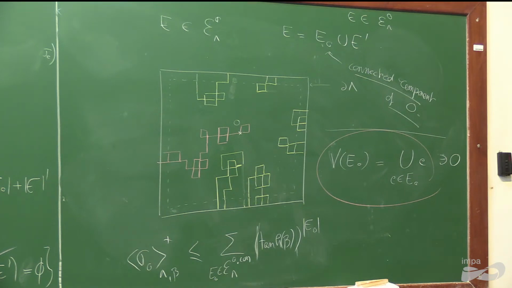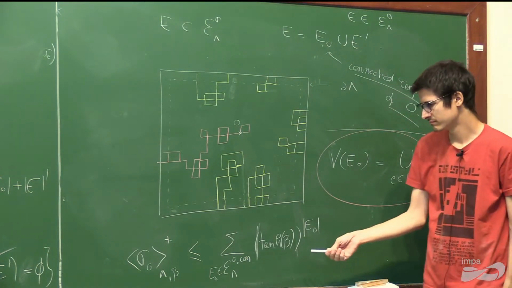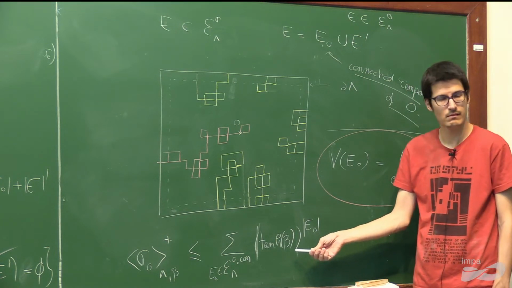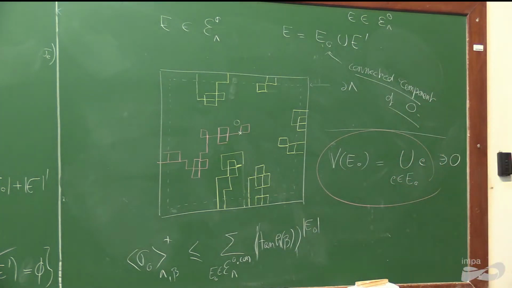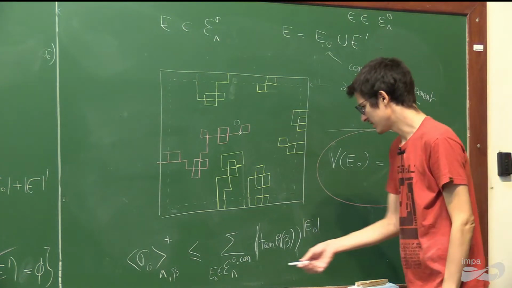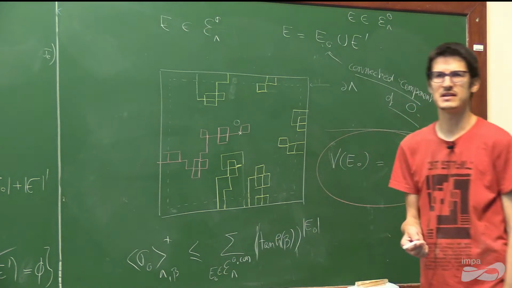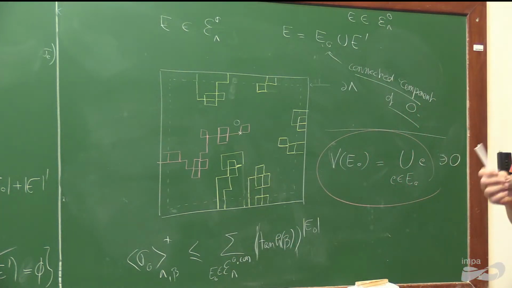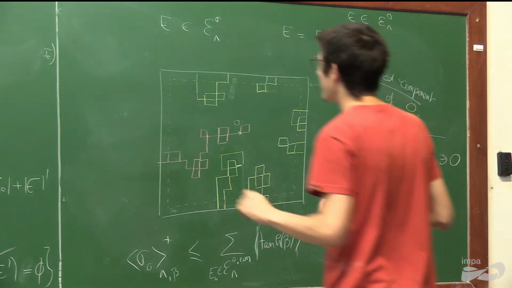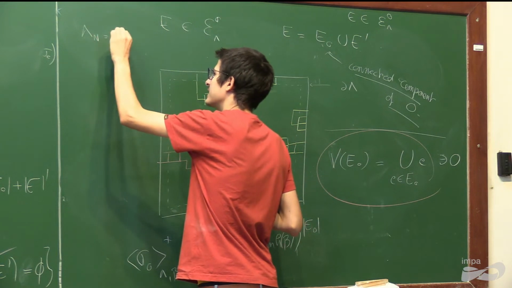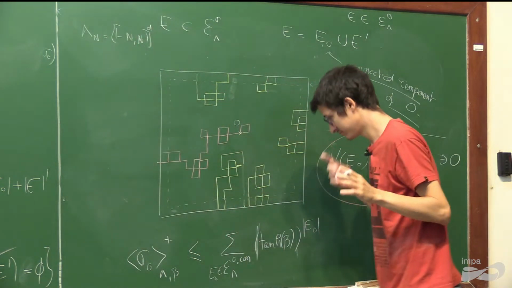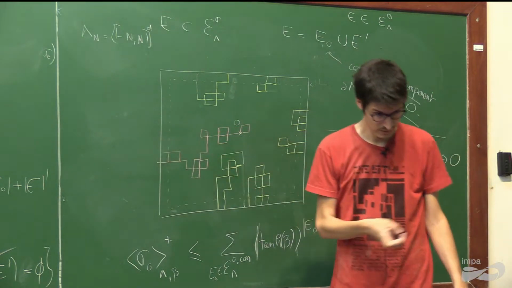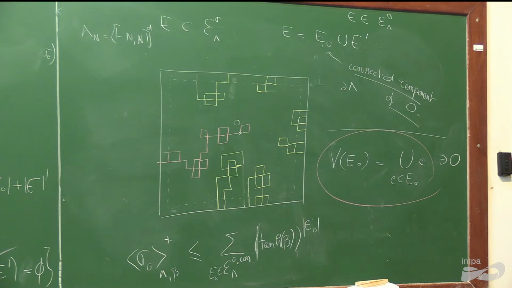So now to conclude, I have to get a bound on this sum. And well, the first observation is that any E0 that appears in this sum has at least n edges. So remember, lambda n is minus n to the d. If you want to reach the boundary, you need at least, in fact, n plus 1 edges.